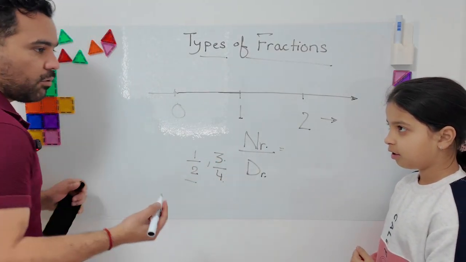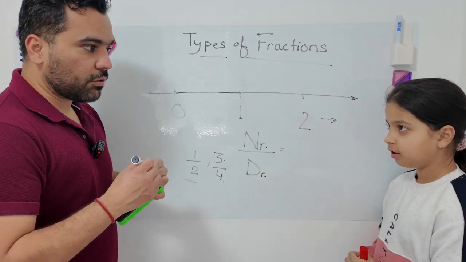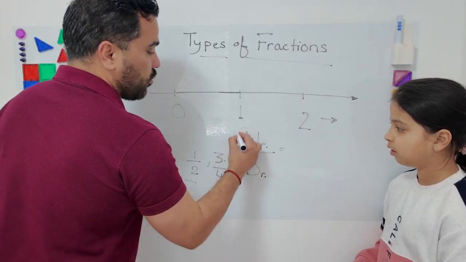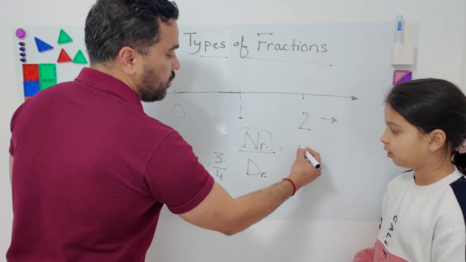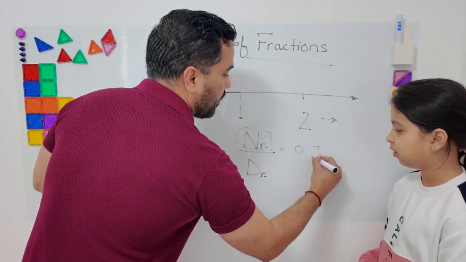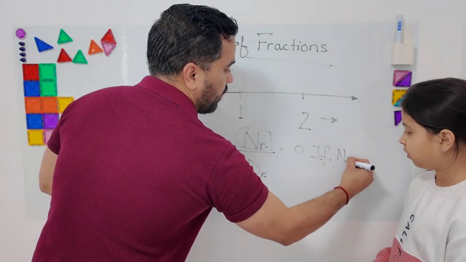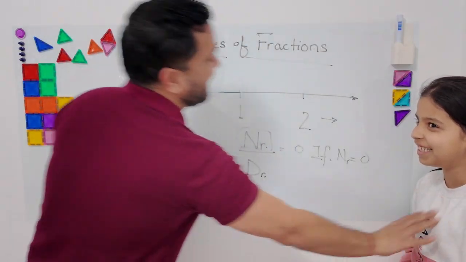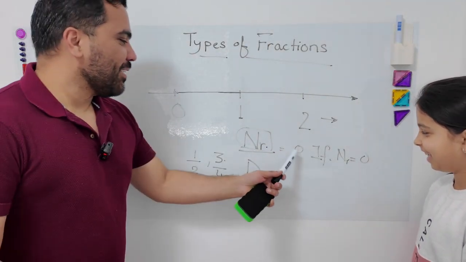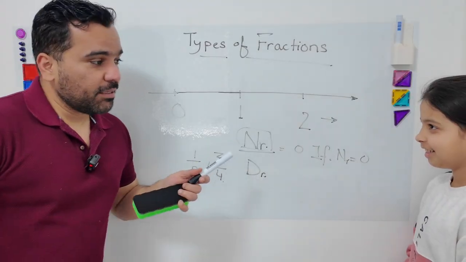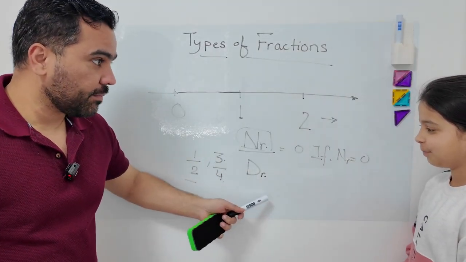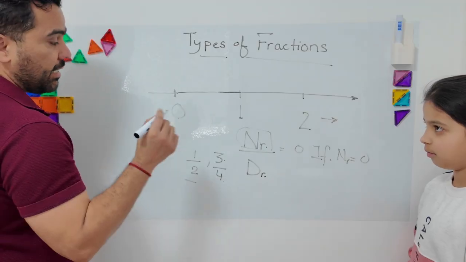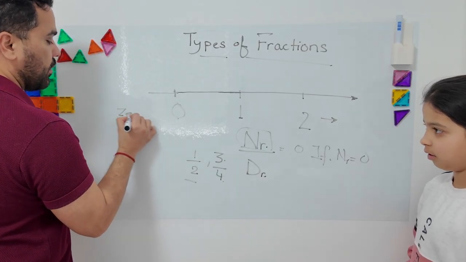So numerator and denominator could be of different values. So if your numerator is 0. Right. If the numerator is 0, it doesn't matter what you have on the denominator, you will get 0. And that is called a zero fraction.